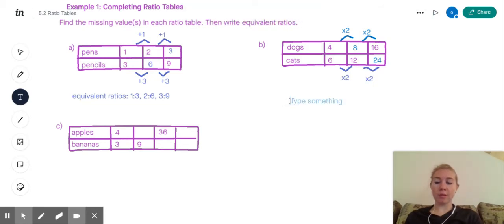And then we need to write the equivalent ratios. For that one, we're just copying the numbers that we found in the table. So our first ratio was 4 to 6, and then 8 to 12, and then 16 to 24.